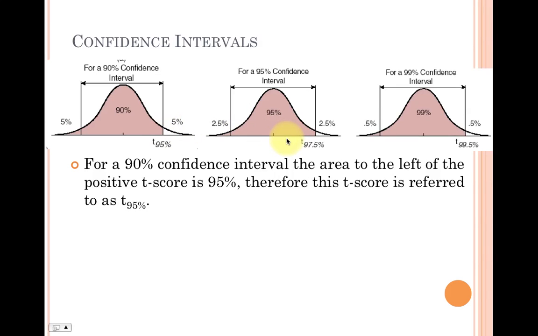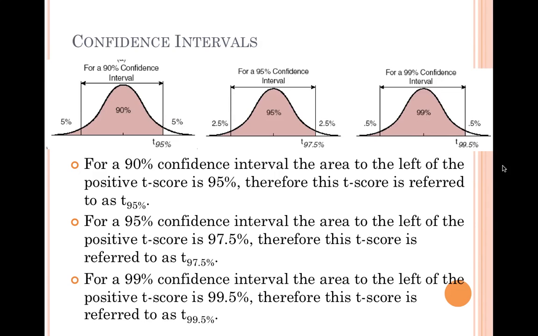If we do the same idea with the 95% confidence interval, all the area to the left of this t-score right here is 97.5%. So for a 95% confidence interval, the area to the left of this t-score is 97.5%, and we refer to this t-score as t sub 97.5. And the same for a 99% confidence interval. The area to the left of this t-score is 99.5%, so we refer to this t-score as t sub 99.5.